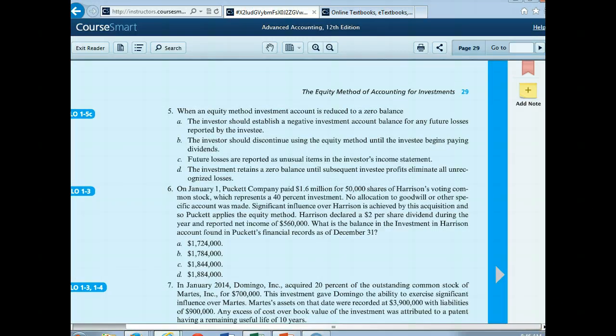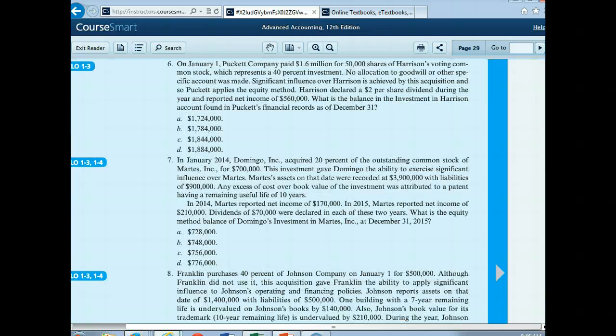Number seven, on January of 2014, Domingo Inc. acquired 20% of the outstanding common stock of Martis Inc. for $700,000. This investment gave Domingo the ability to exercise significant influence over Martis. So it's telling us, which means we have to use the equity method. Martis's assets on that date were recorded at $3,900,000 with liabilities of $900,000. So those book values are 3.9 and liabilities of 900,000.